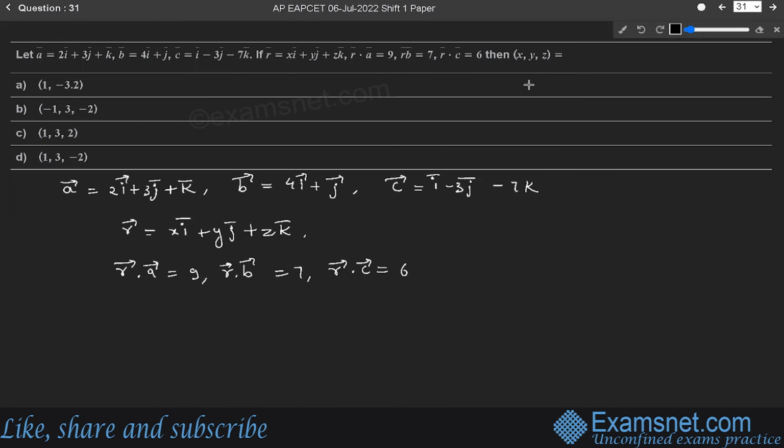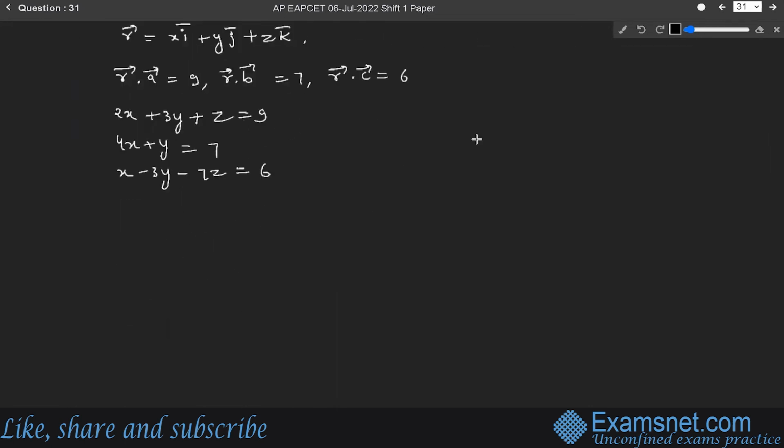According to the given question, 2x plus 3y plus z is equal to 9, 4x plus y is equal to 7, and x minus 3y minus 7z is equal to 6. We have three equations. Using these three equations, we have to find the value for x, y and z.